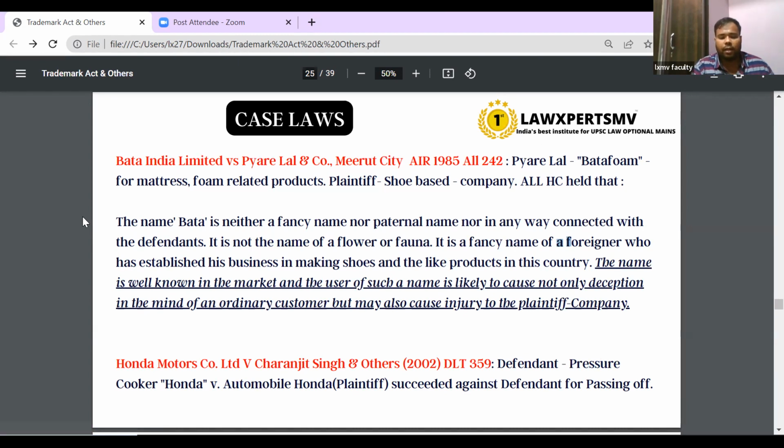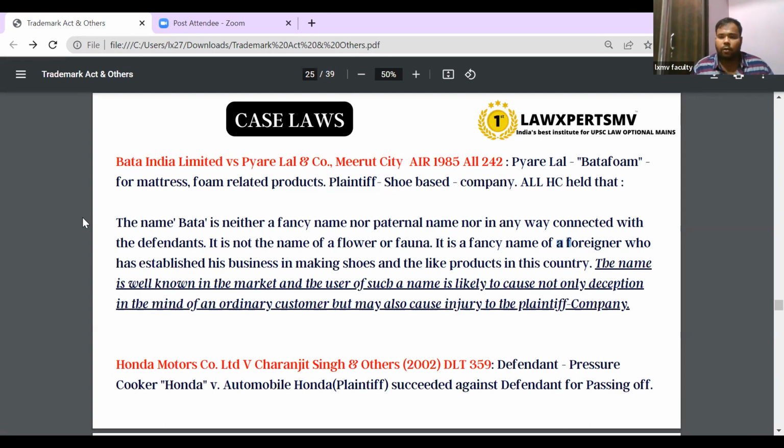Another case, Honda Motors versus Charanjit Singh. We all know the Honda company, the Honda cars, it's an automobile company. And the defendant was starting the manufacture of pressure cookers. He named this pressure cooker Honda, and the court said that no, you won't be able to use the word Honda for these pressure cookers, because it will create confusion to the public, because the word Honda already has a lot of reputation. If you put the word Honda on your pressure cooker, everybody will tend to think that this Japanese automobile company Honda has started a separate unit for pressure cookers also. So you should not mislead the public. So the injunction was granted.